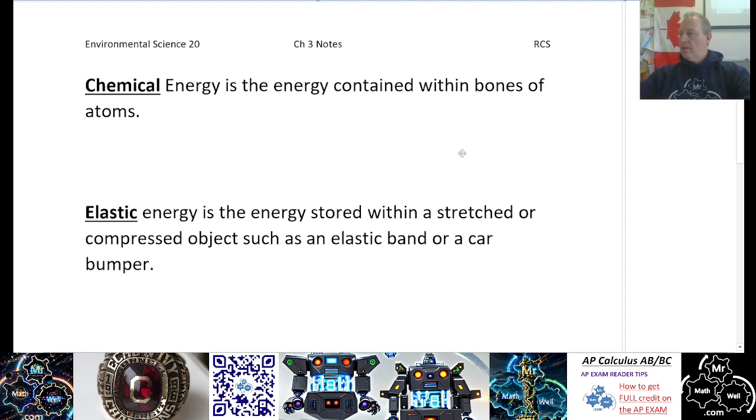Okay, moving on. Chemical energy, energy that is contained within the bonds of atoms, and that says bones. That is incorrect. We shall fix that right now. Not the bones, the bonds. Oops. So the E has to change. Sorry, bonds. Like that. Still looks weird. Okay, bonds.